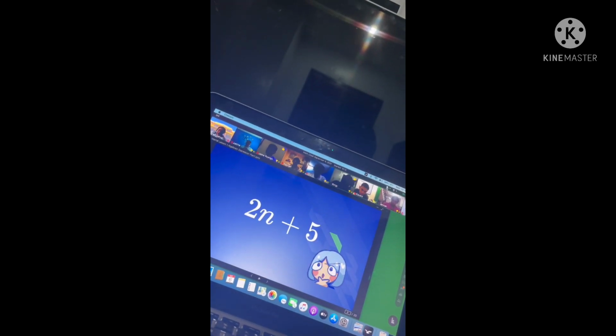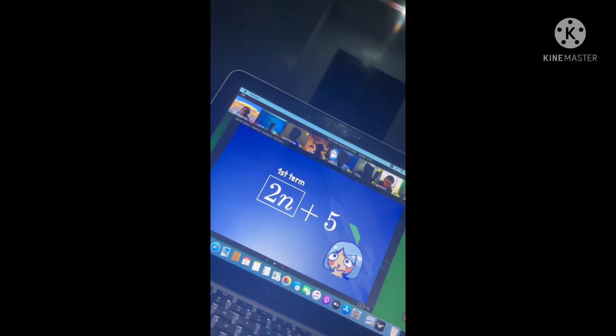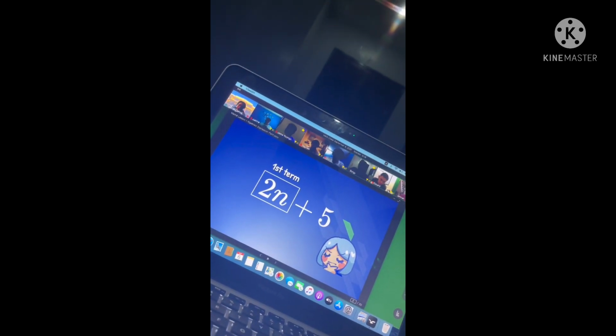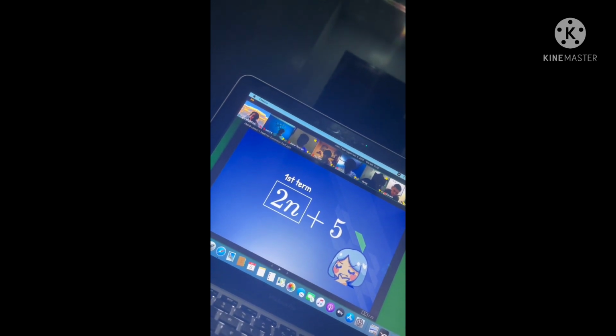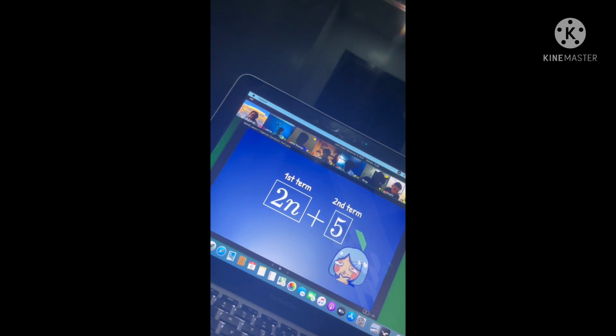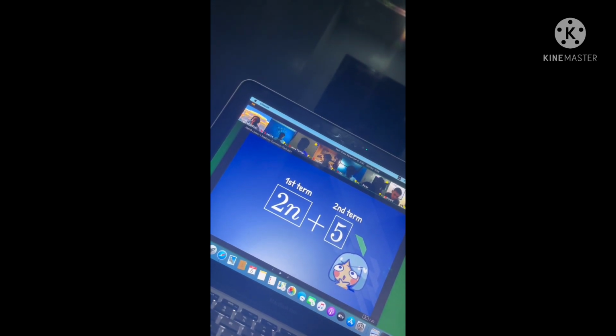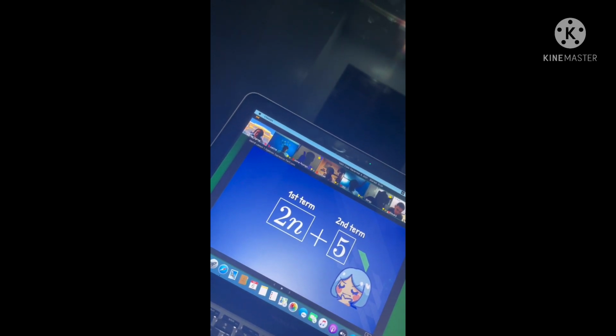So, what is 2n plus 5? In here, 2n is the first term, okay? 2n, magkasama na. Kasi, it is separated by plus sign. So, 2n is the first term and the second term is 5. Did you understand, everyone? Iba siya sa variable at saka sa constant, okay?